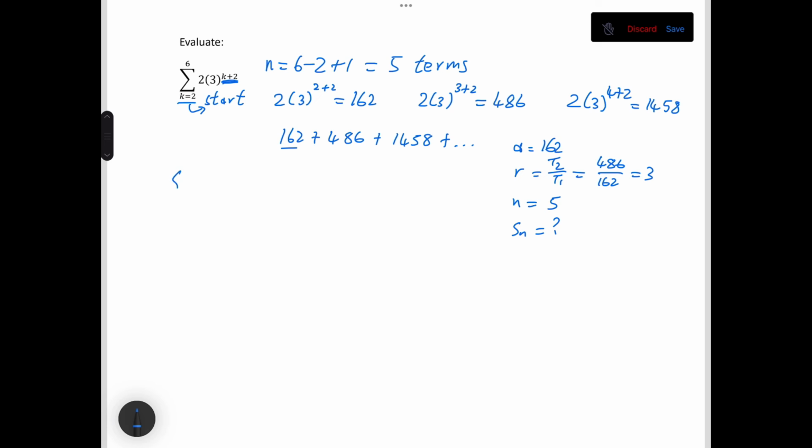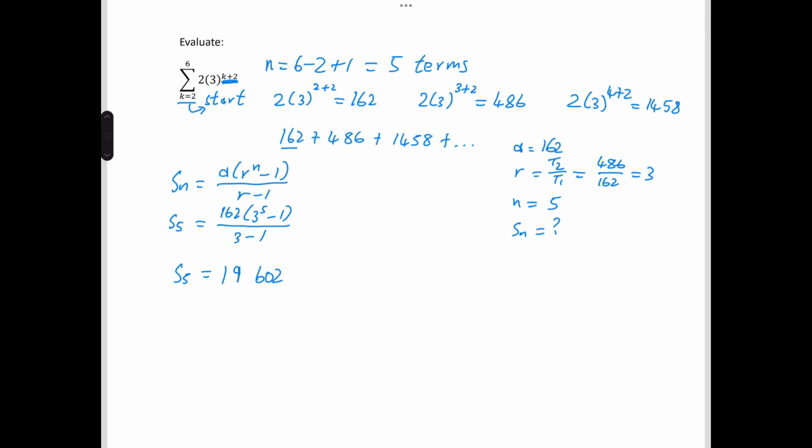So we write down the general formula for the series, geometric series in this case. And there we go, r minus 1. Therefore, the sum of 5 terms equals to our a is 162, quite a big number here. And our r is 3 to the power of 5 minus 1, therefore 3 minus 1 at the bottom. Okay, we can then conclude the sum of 5 terms is equal to 19,602. And there we go. And that's how easy it is, people.